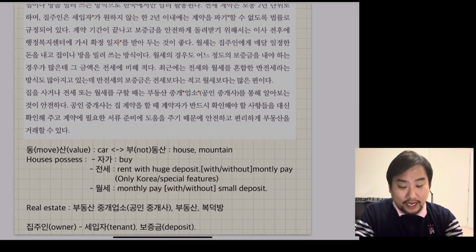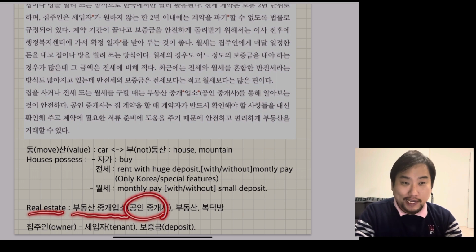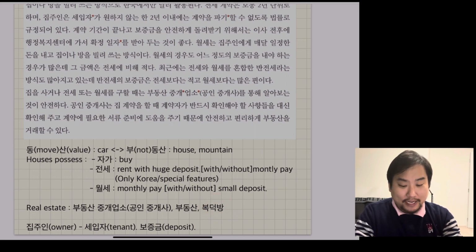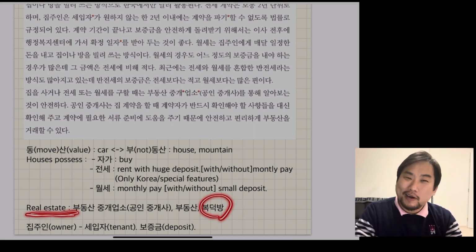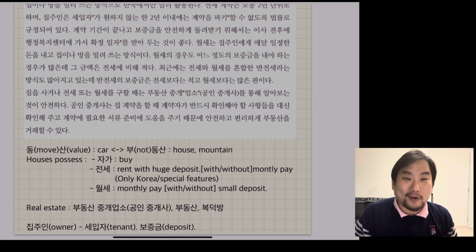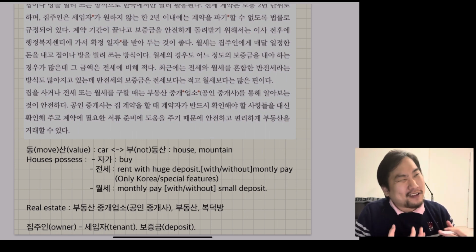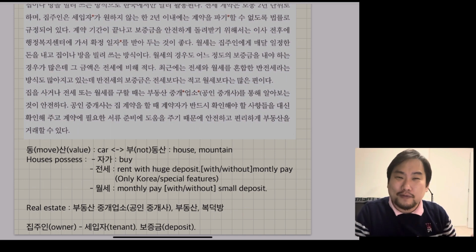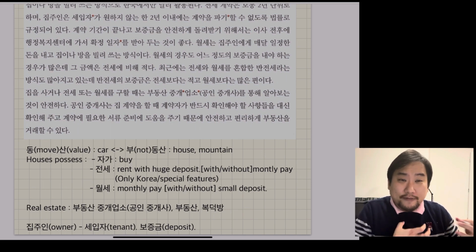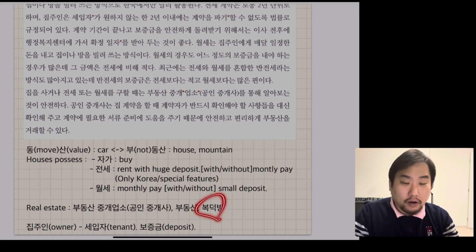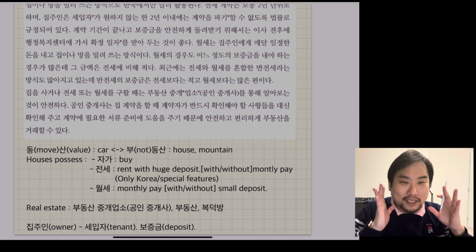And real estate means 부동산 중개업소 or 공인중개사 or 부동산 or 복덕방, something like that. 복덕방 is too colloquial a language, so it's not in your test, but in real life situations, like where is the real estate? 복덕방 어디 있어요? Yeah, we use it a lot, but not for you because you are maybe not from Korea, but native Korean people use 복덕방 a lot. So 복 is once blessed.